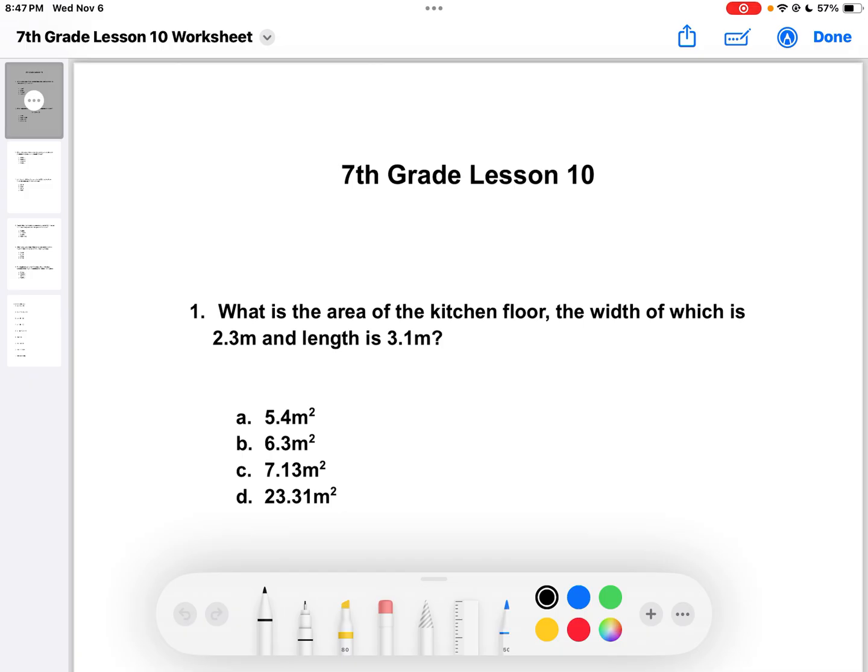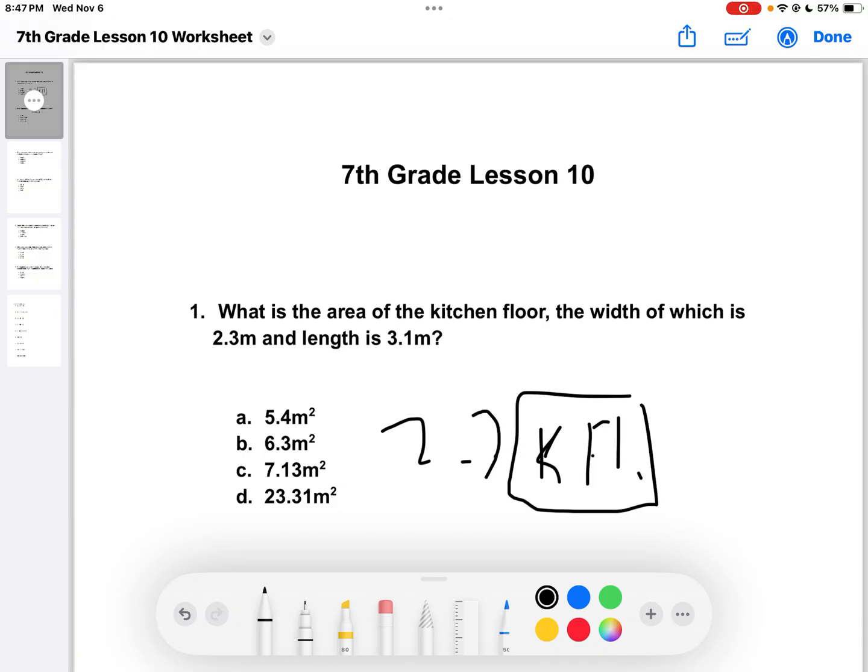So for number 1, what is the area of the kitchen floor, the width of which is 2.3 meters and the length is 3.1 meters? If you draw a square, this is the kitchen floor, and the width is 2.3 meters, and the length is 3.1, and we need to find the area. So we just multiply these two together.